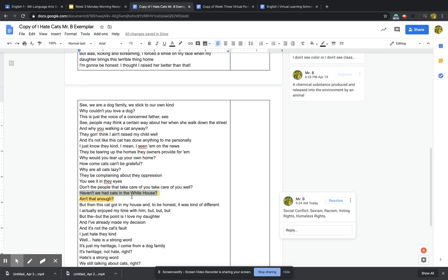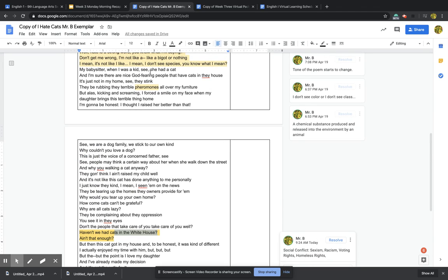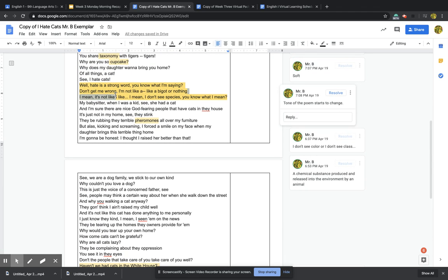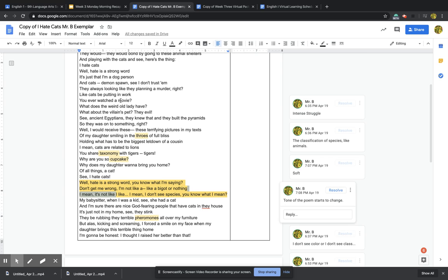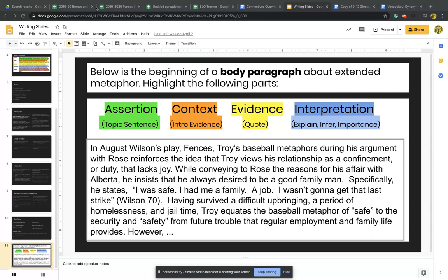That tells us what this quote might mean. We might be pulling in micro quotes from other lines that he uses, like "I'm not a bigot or nothing. I don't see species." Taxonomy, cupcake: these are all lines that we could use in our ACIT. Don't tell me about the whole poem. Tell me just about the specific quote that you want to analyze. In your assertion and context, you could tell me about the whole poem: who wrote it, who is Propaganda, what's going on. Then maybe your evidence is whatever line you pick, and then you tell me what that evidence means and how it connects to your assertion.